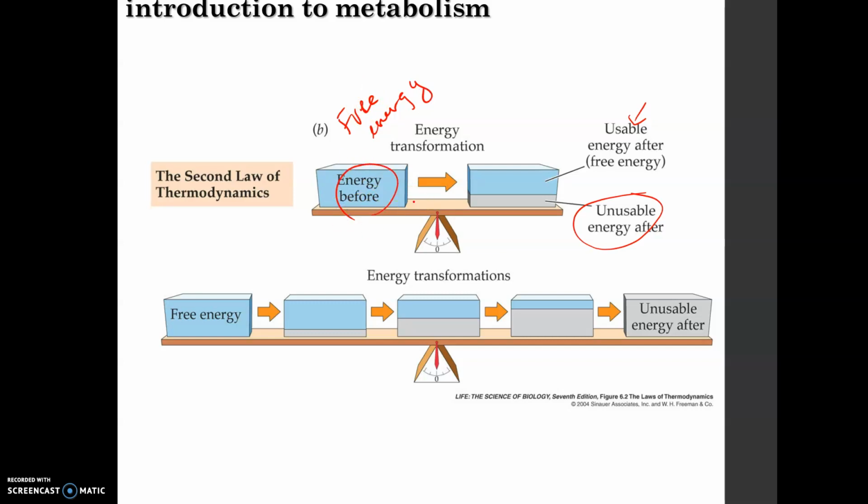And so if you go through multiple transformations, go from kinetic to potential, back to kinetic, and then on to heat or whatever, you're going to lose a little bit of that free energy. And so you're going to have less and less free energy, and more and more unusable energy. You can see here, going from box to box, with every energy transformation we lose a little bit of that free energy. And that free energy, at some point, we're going to run out of it.